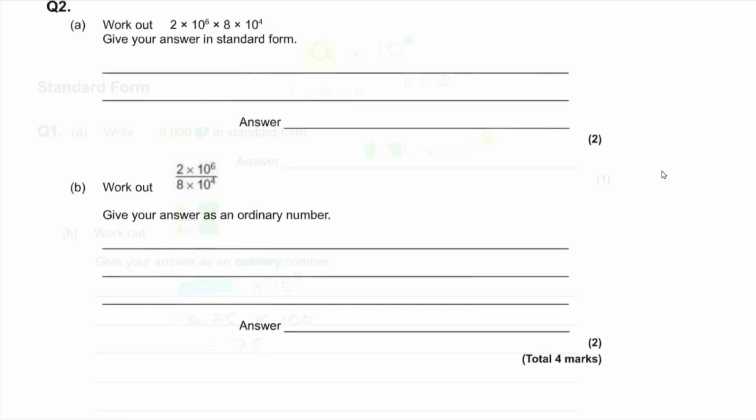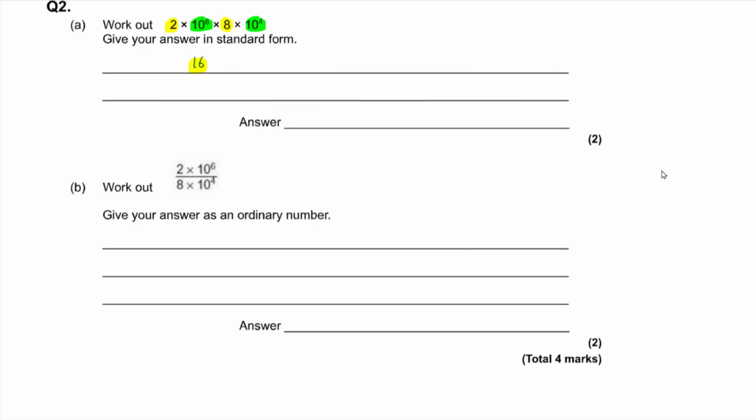Okay. Now again, I've got two numbers here in standard form that I'm multiplying together. And again, I'm going to do the same thing. We're going to multiply like with like. So we're going to multiply the number part with the number part. I'm going to multiply the exponent part with the exponent part. So 2 times 8, that's 16.